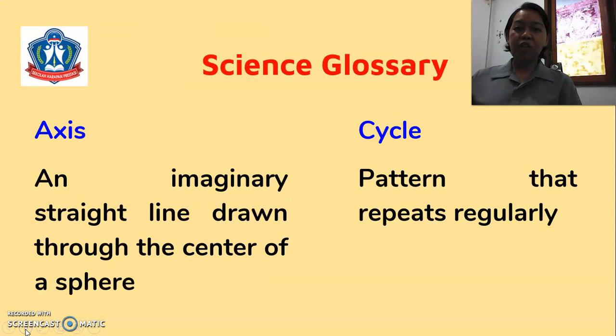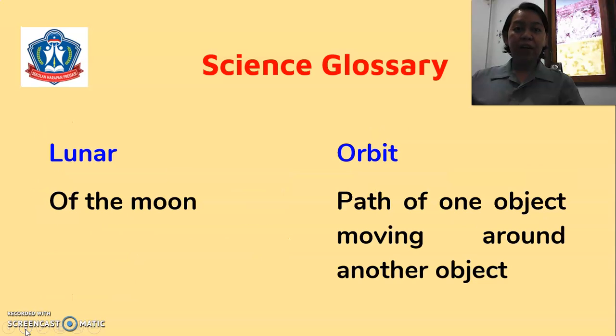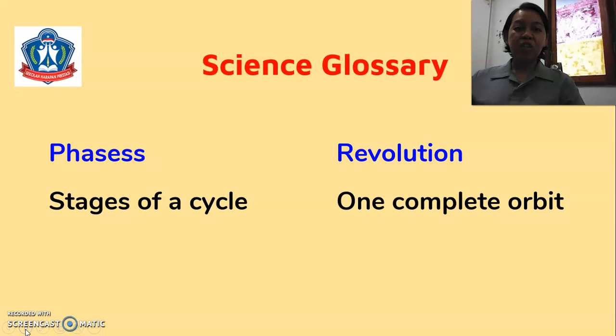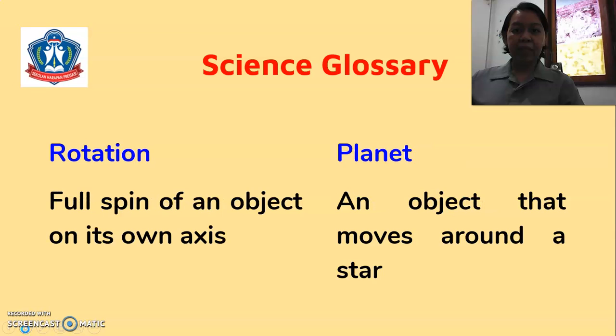So, for our science glossary words, we have here axis. Axis is an imaginary straight line drawn through the center of a sphere. A cycle is a pattern that repeats regularly. Lunar means of the moon. Orbit means path of one object moving around another object. Phases are stages of a cycle, while revolution is one complete orbit. Rotation is a full spin of an object on its own axis, while planet is an object that moves around a star.